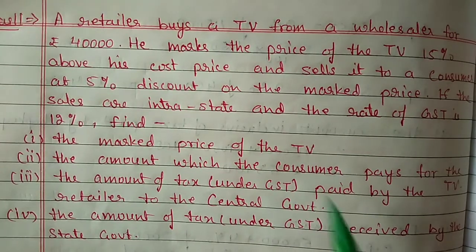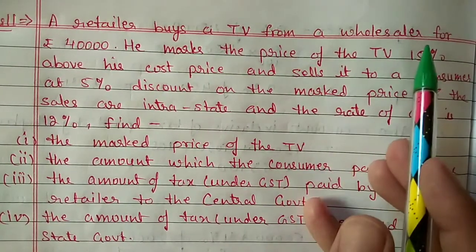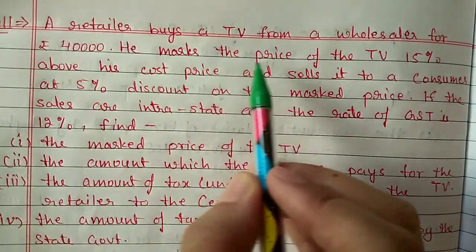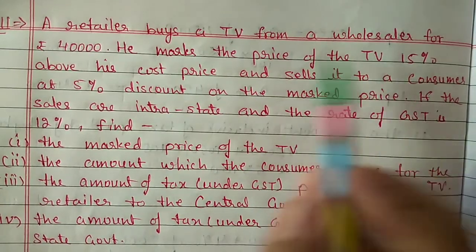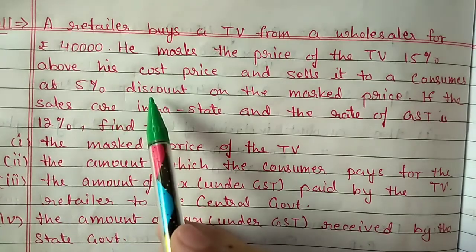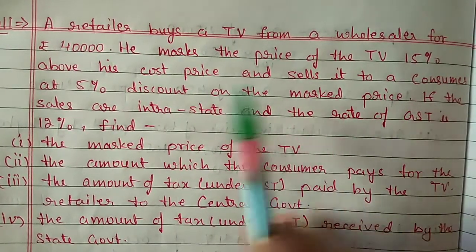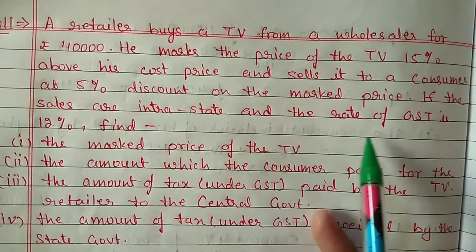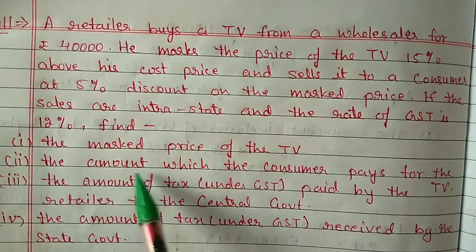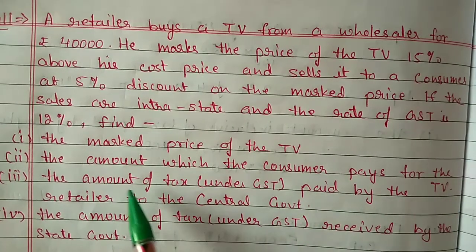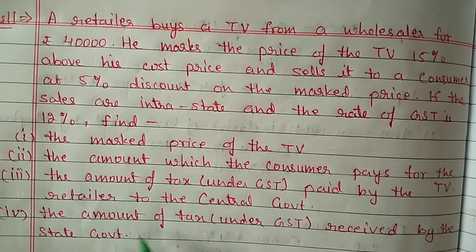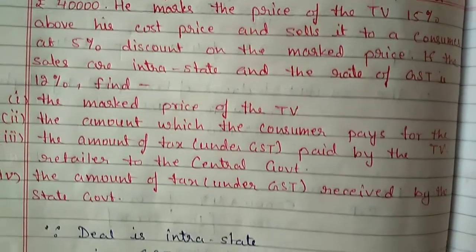Question number 11. A retailer buys a TV from a wholesaler for 40,000 rupees. He marks the price of the TV 15% above his cost price and sells it to a consumer at 5% discount on the mark price. If the sales are intrastate and the rate of GST is 12%, find the mark price of the TV, the amount which the consumer pays for the TV, the amount of tax paid by the retailer to the central government and the amount of tax received by the state government.